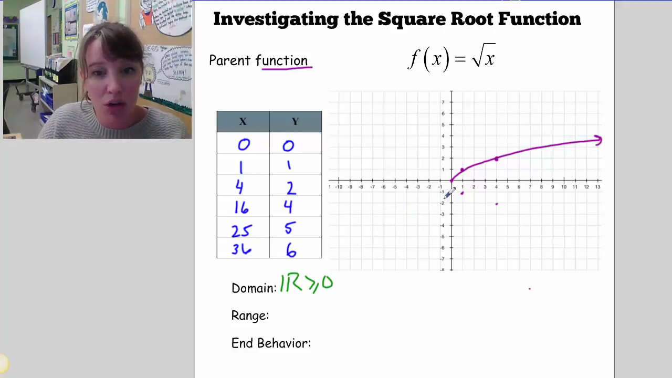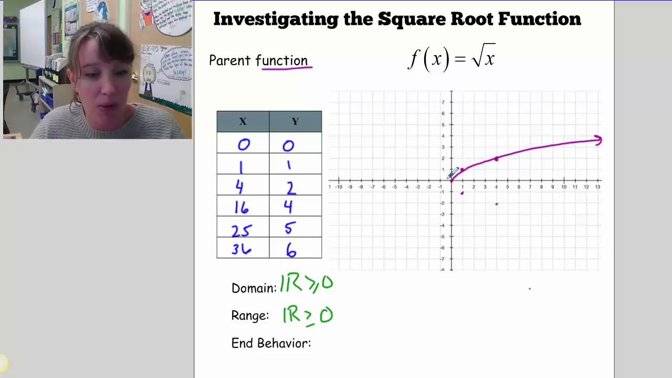Now, the range here is going to be all real numbers greater than or equal to 0. So the range is all these positive y values here, including 0, because of our restriction on the domain. Okay. Now, let's consider our end behavior.